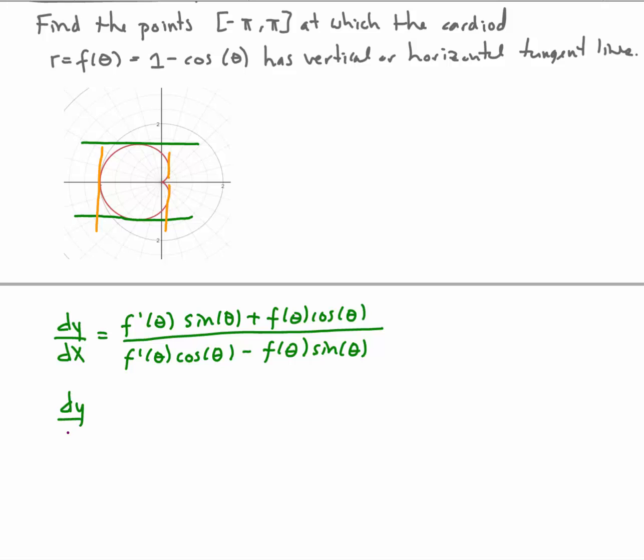So let's go ahead and look at my derivative, which of course is equal to the slope. That's equal to f prime of theta. So the derivative of 1 is 0. The derivative of a negative cosine is a positive sine. So this is going to be sine theta times sine theta. Now just as a quick review, this says to take the derivative of f of theta. F of theta is equal to 1 minus cosine of theta. The derivative of 1 is 0. The derivative of a negative cosine is a positive sine, so that comes in down here. Plus f of theta, which is 1 minus cosine of theta. And of course cosine theta comes from here.